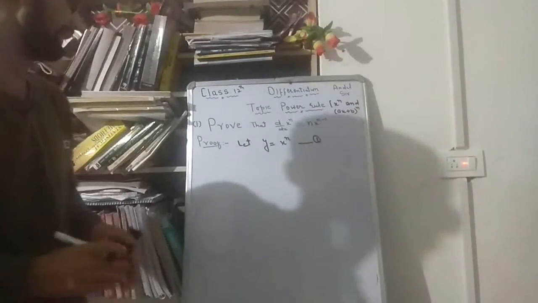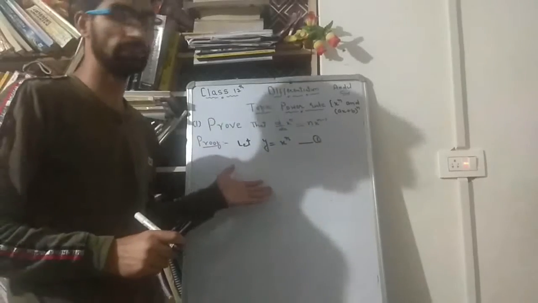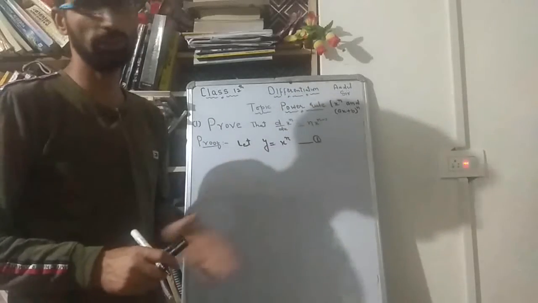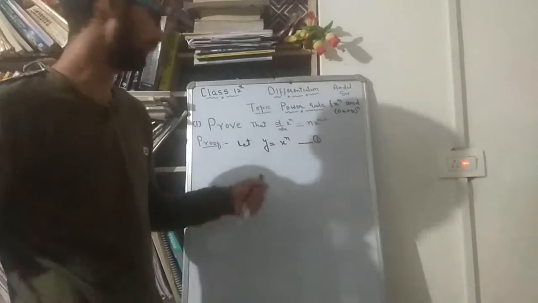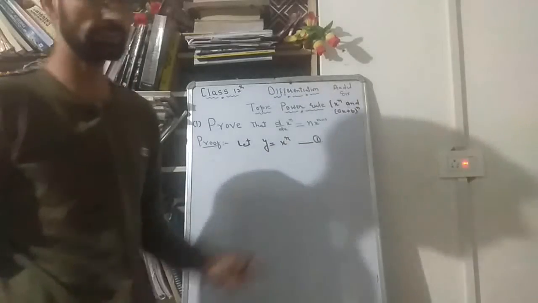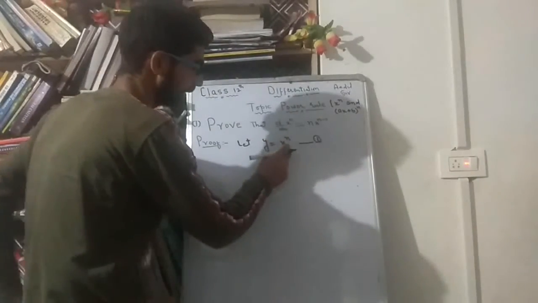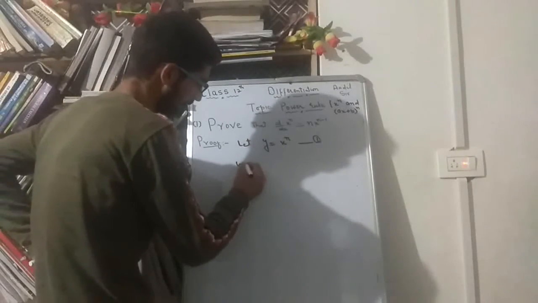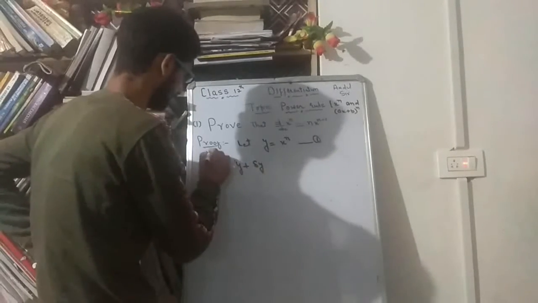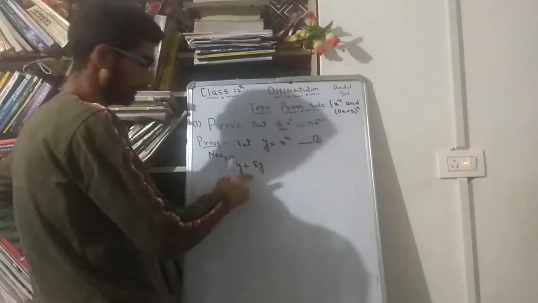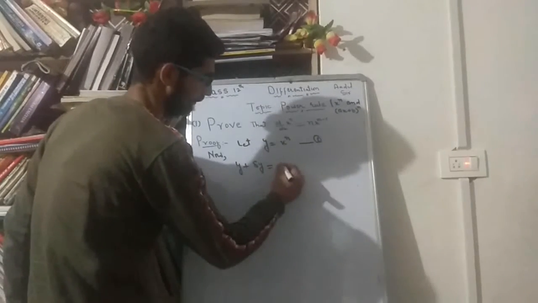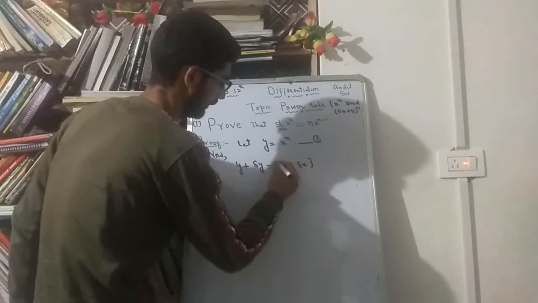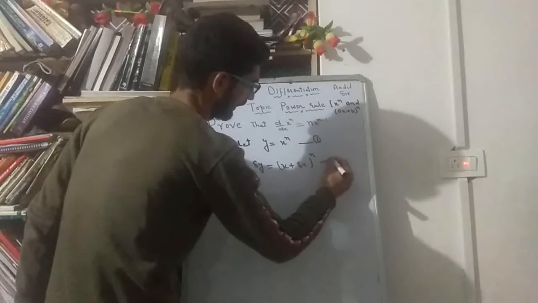After that, the method tells us that we have to give an increment to x, and that will give a corresponding increment to y. We denote those increments by del x and del y. So when we give the increment del x to x, it gives a corresponding increment del y to y. Now write y plus del y equals (x plus del x) raised to power n. This is our second equation.